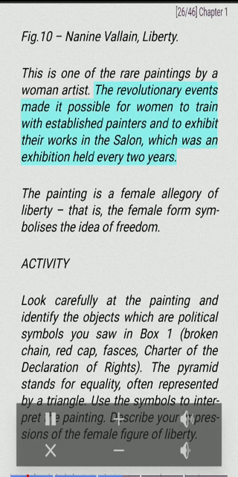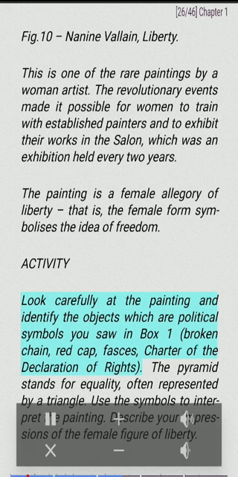The revolutionary events made it possible for women to train with established painters and to exhibit their works in the Salon, which was an exhibition held every 2 years. The painting is a female allegory of liberty, that is, the female form symbolizes the idea of freedom.